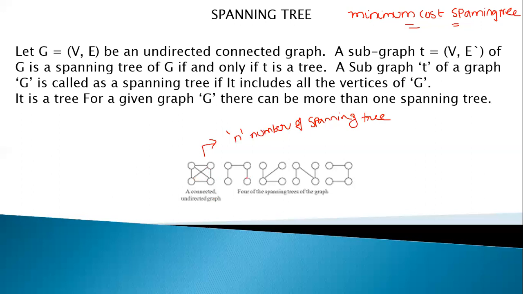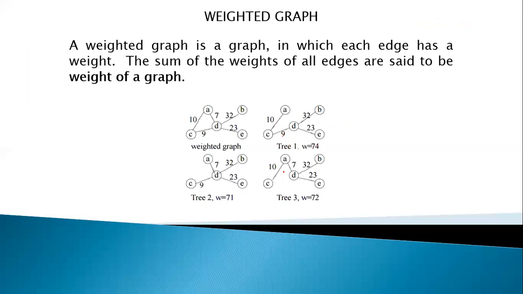So here this is a connected undirected graph. From this graph, for example, these are the four spanning trees which we have constructed. This is meant for a weighted graph, where each edge has a weight. The sum of all the weights is the weight of the graph.